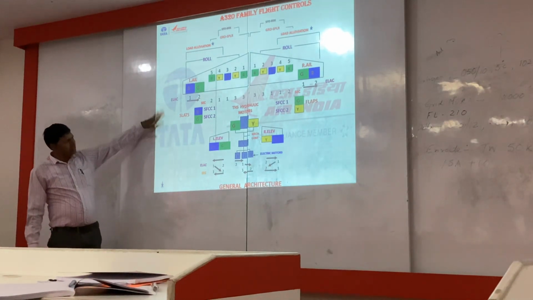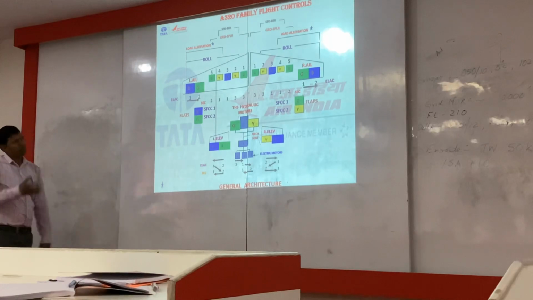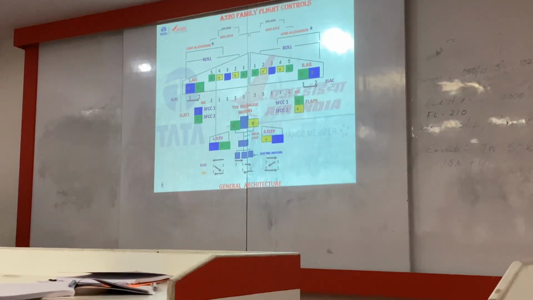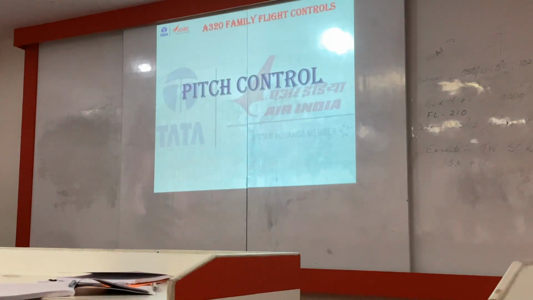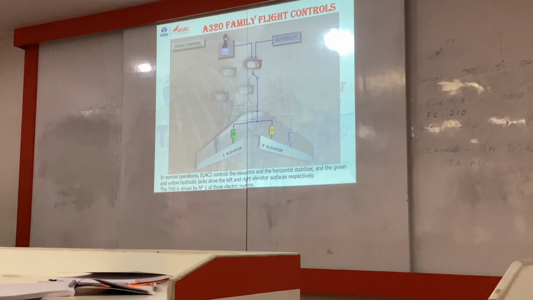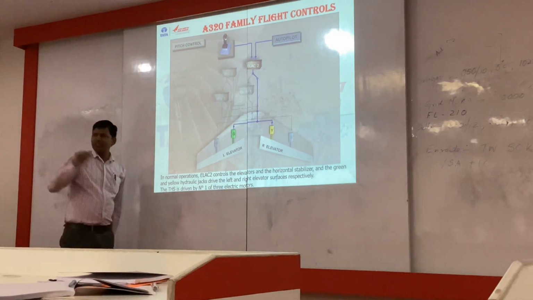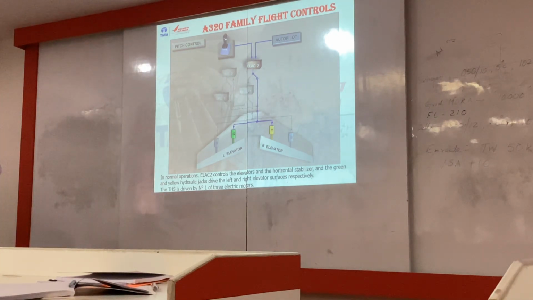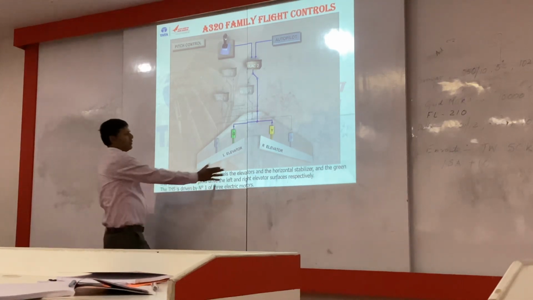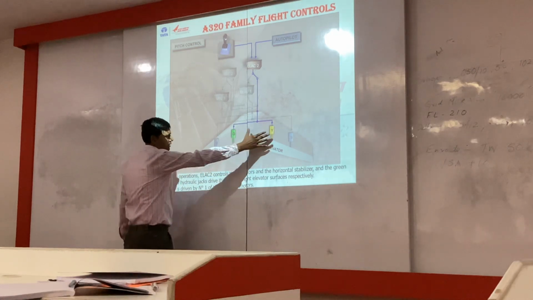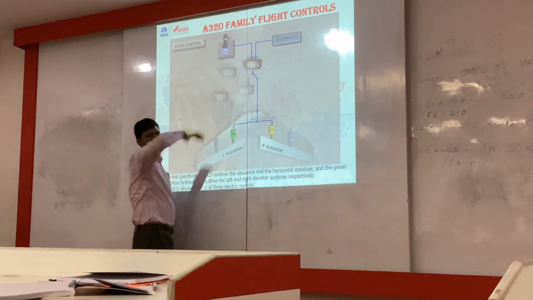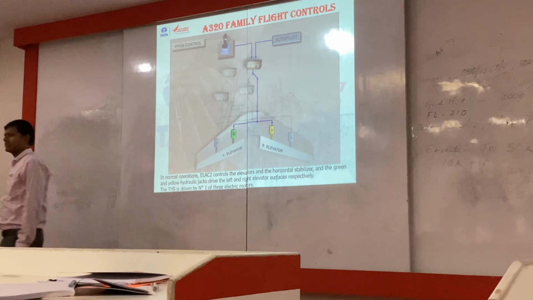So in this diagram, we just have to see the priority for pitch control. Which one is first controlling the pitch? Like pitch control, if you see, ELAC 2 is the primary. First it will control. If ELAC 2 is available, ELAC 2 will be controlling the elevators, the green and yellow, and as long as ELAC 2 is working, it will be doing the pitch control.